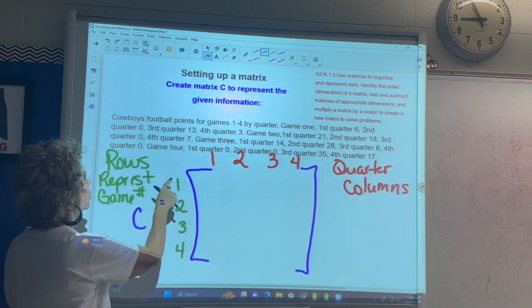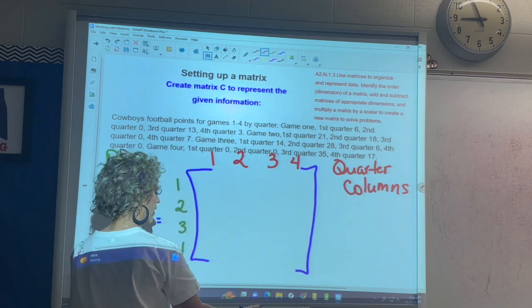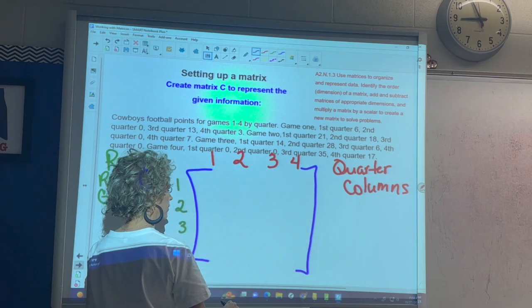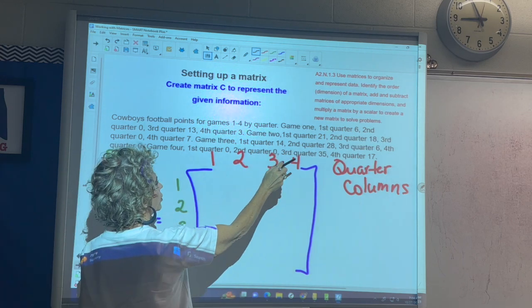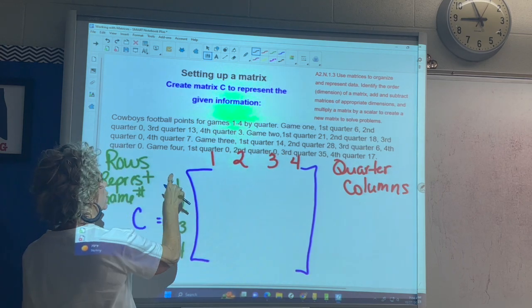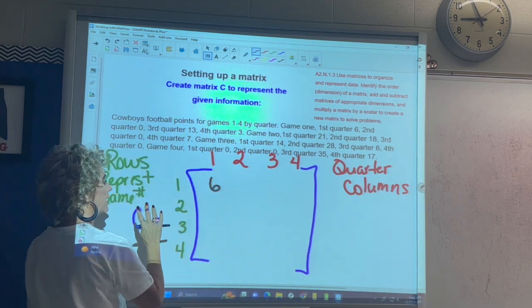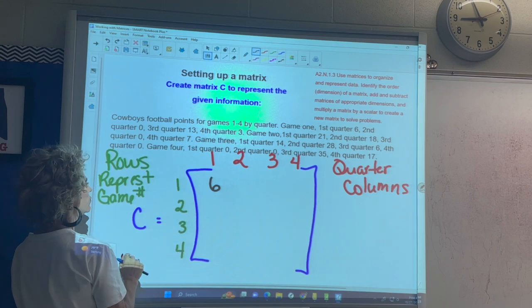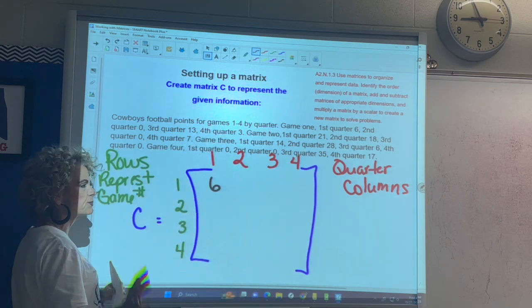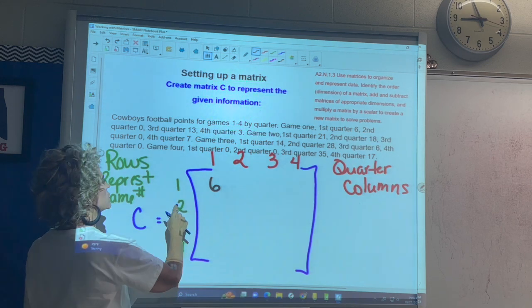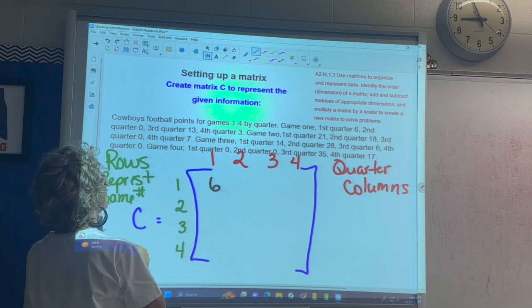So in quarter 1, first quarter, 6 points, and I will enter them in black. First game, first quarter, 6 points was earned. And again, I wouldn't have this 1, 2, 3, 4 here or there. This is for explanatory purposes only. So I earned 6 points in the first quarter of the first game, okay?